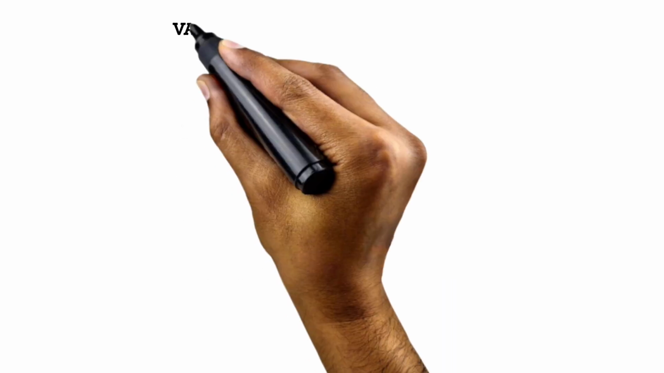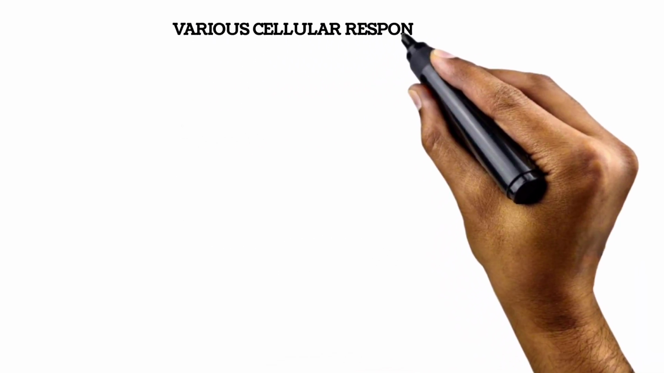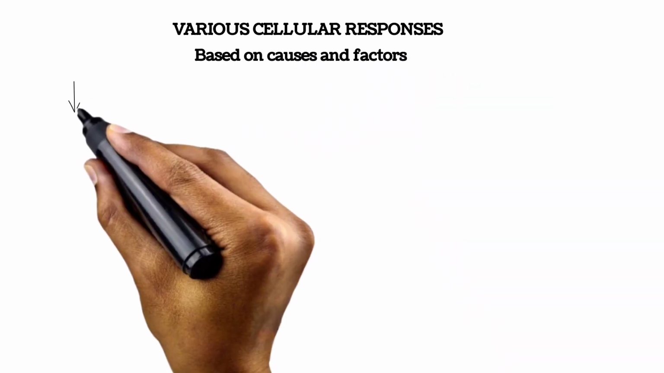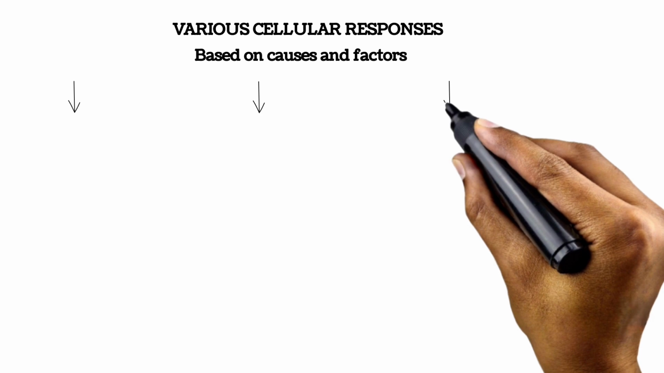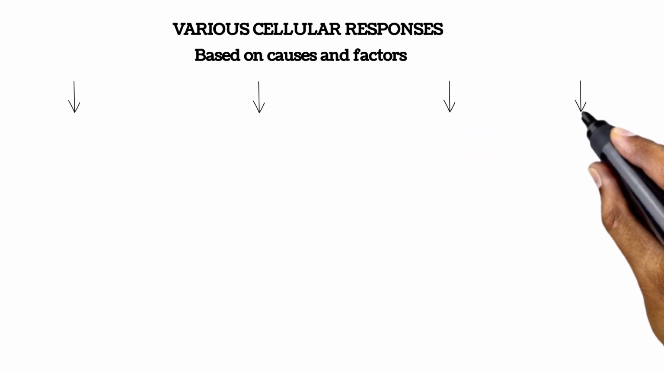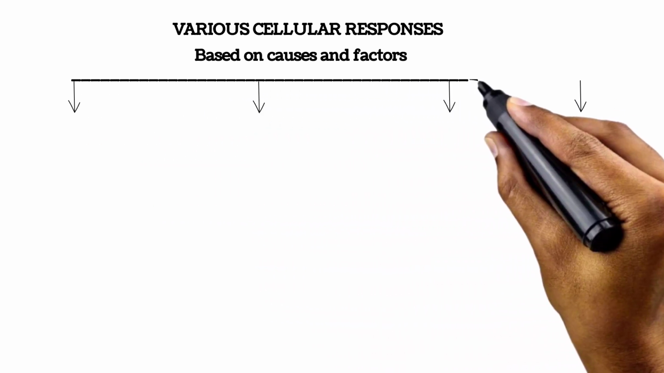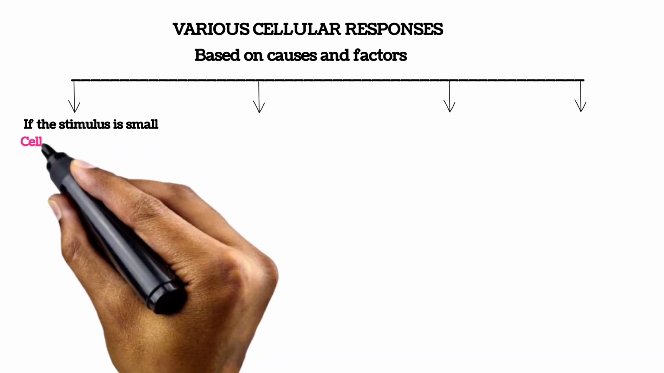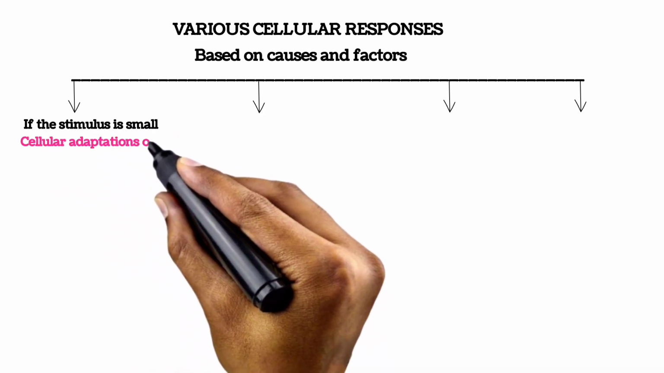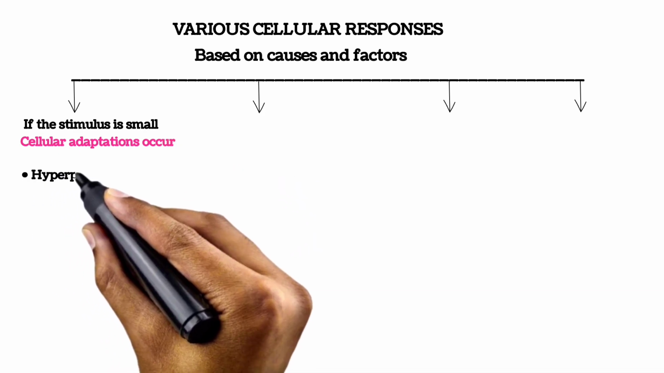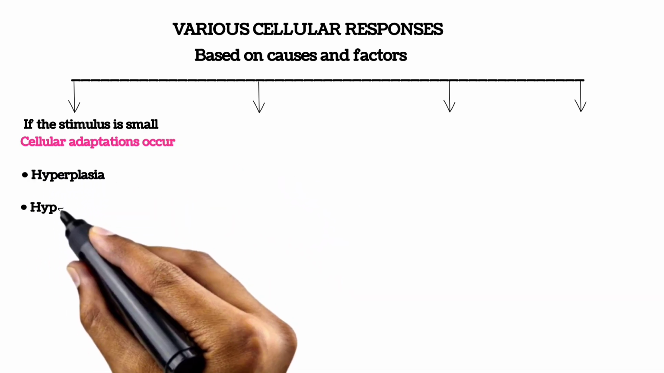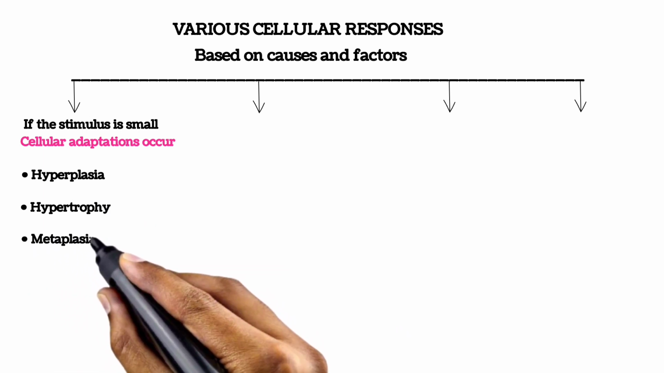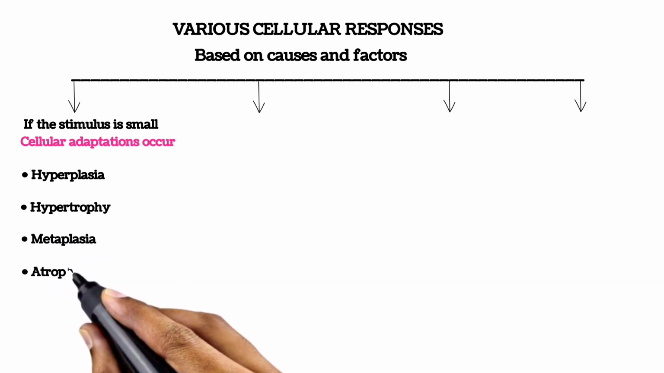Now, let's learn about the various cellular responses. Based on causes and factors, there are basically four types of cellular responses. First, if the stimulus is small, then the cell tries to adapt, and it is known as cellular adaptations. Cellular adaptations can be hypertrophy, that is increase in the size of the cell, hyperplasia, increase in the number of the cells, metaplasia, that is a replacement of one cell type by another, and atrophy, decrease in the size of the cell.